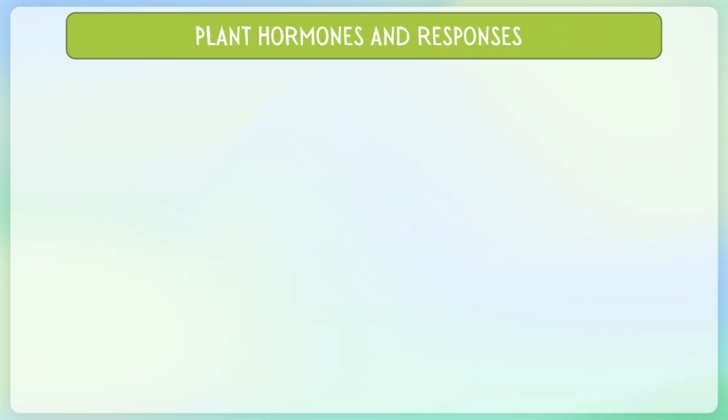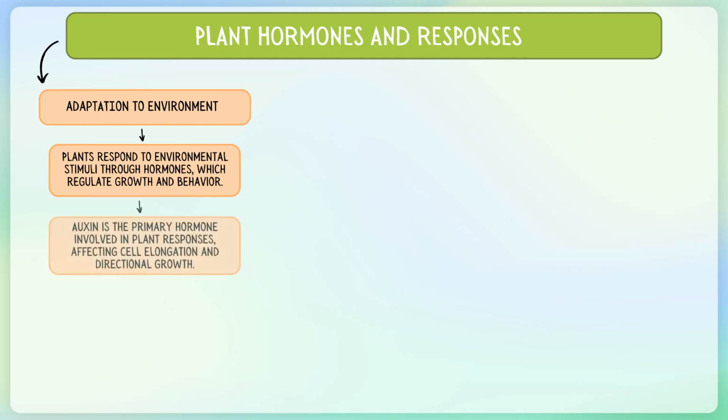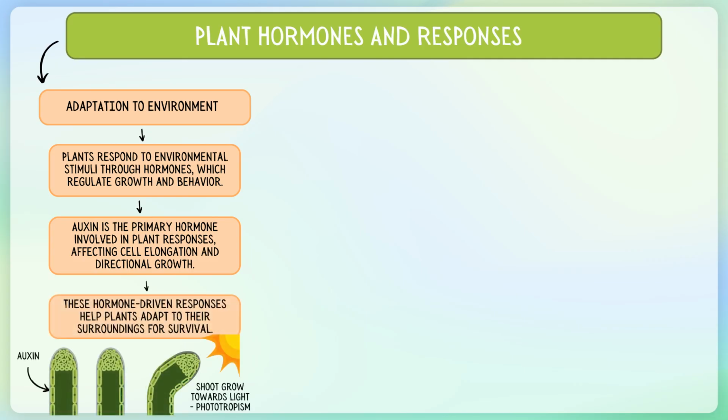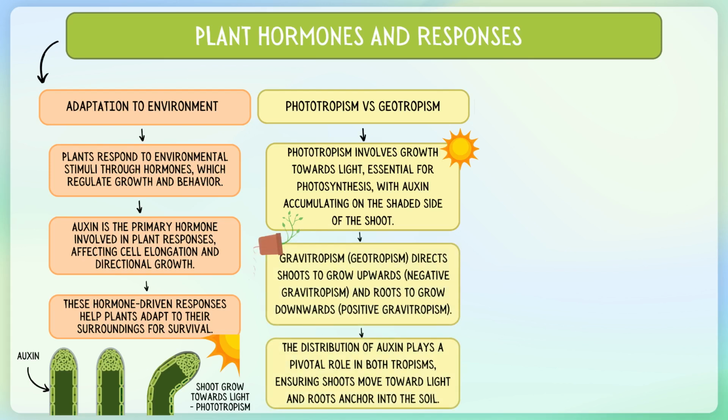In today's lesson, we explored how plants use hormones to respond to environmental changes, focusing on phototropism and gravitropism. We learned that the hormone auxin plays a key role in these processes by regulating cell elongation in roots and shoots, allowing plants to grow toward light and in response to gravity. In phototropism, auxin accumulates on the shaded side of the shoot, causing it to bend toward the light. In gravitropism, auxin gathers on the lower side of the root, inhibiting growth there and directing the root downward.